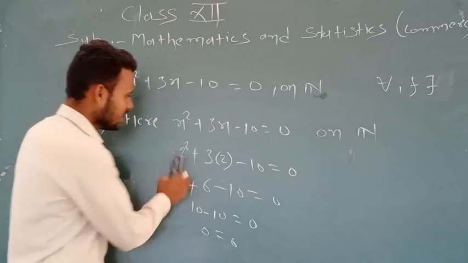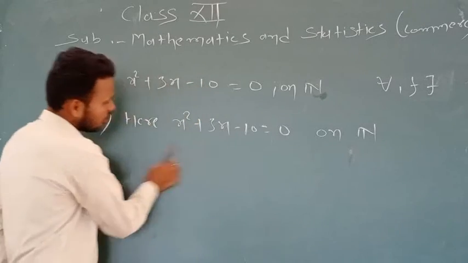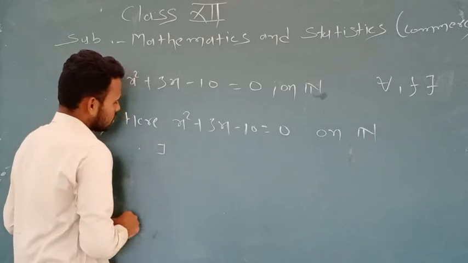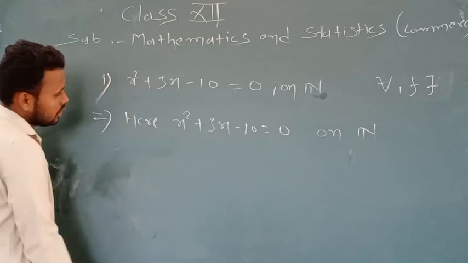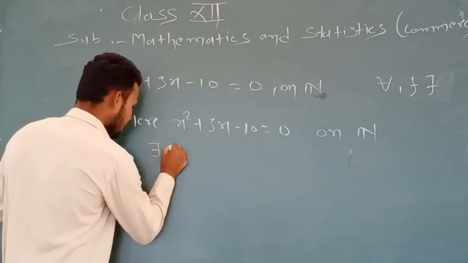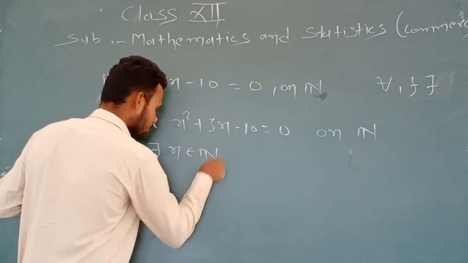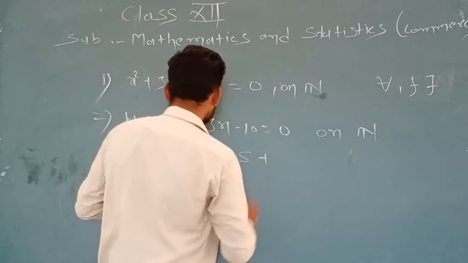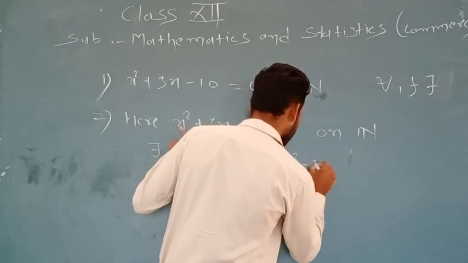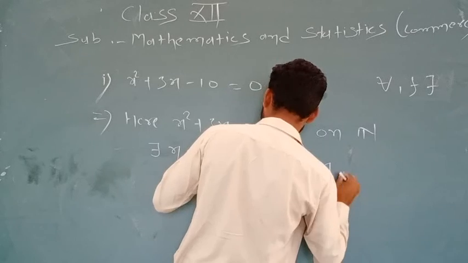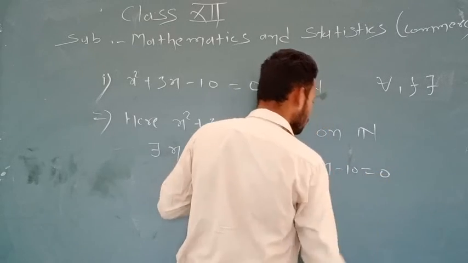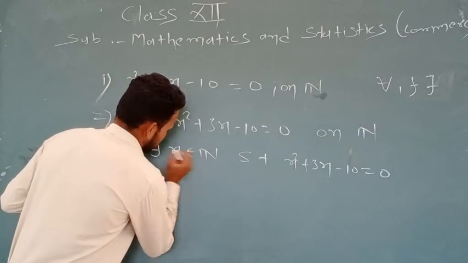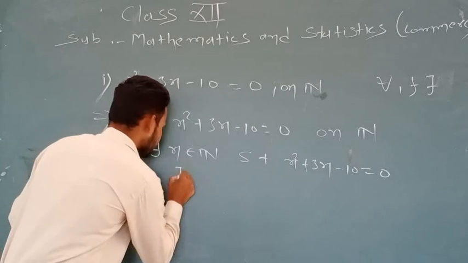Therefore, we can use here the quantifier there exists. Therefore, there exists x belongs to the natural number such that x square plus 3x minus 10 which is equal to 0. It is a true statement.